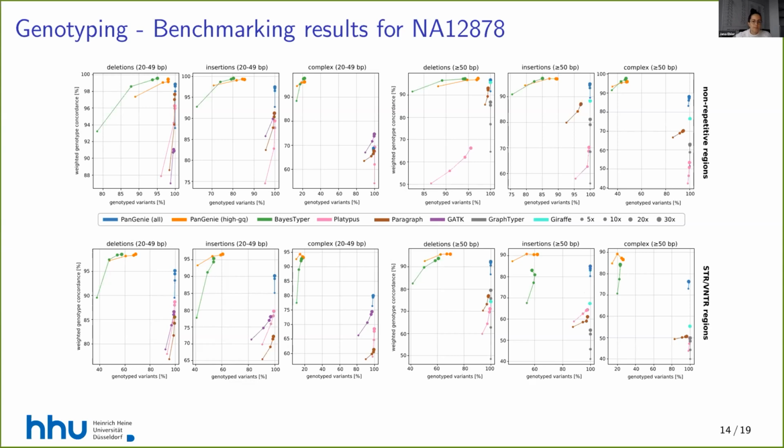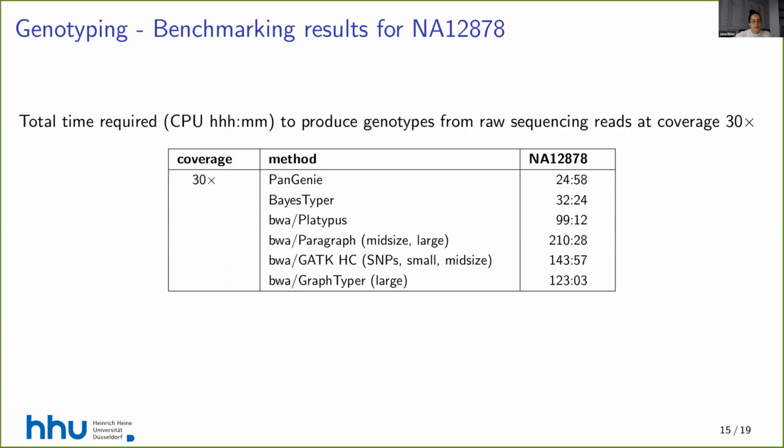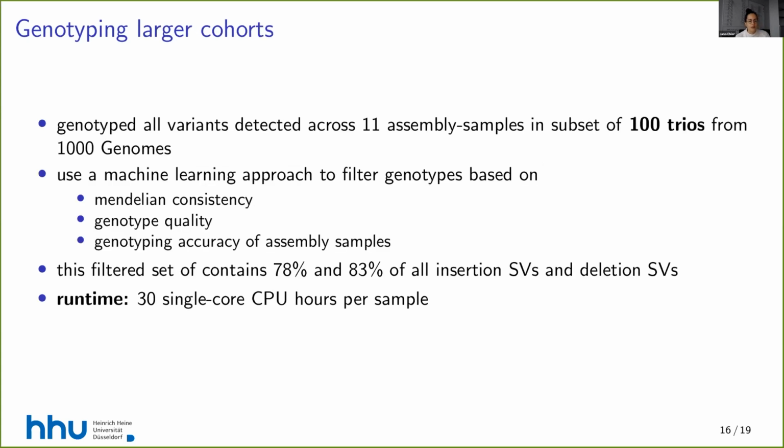And also, if we look at the run times, we can see that PanGenie is much faster, especially compared to the mapping-based approaches. Also, BaseTyper, which is k-mer-based, is much faster compared to the mapping-based approaches. So this makes it especially useful in cases where we want to genotype larger cohorts. And this is also what we did in the next step.